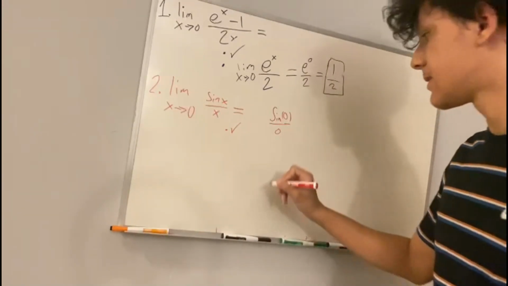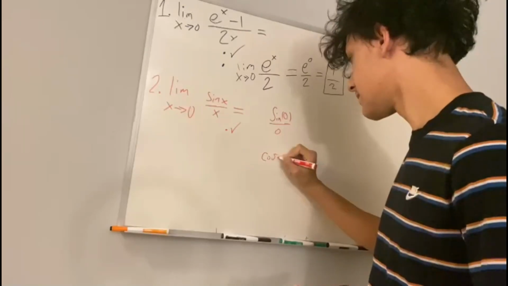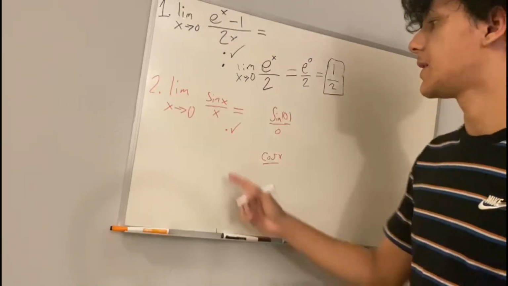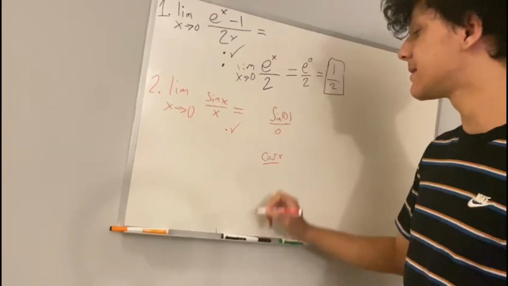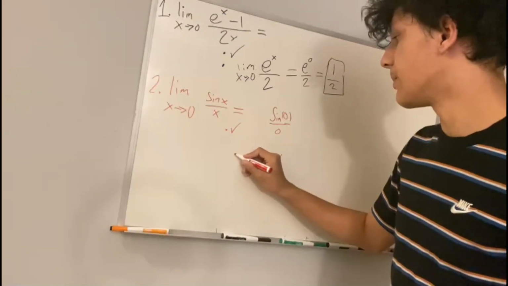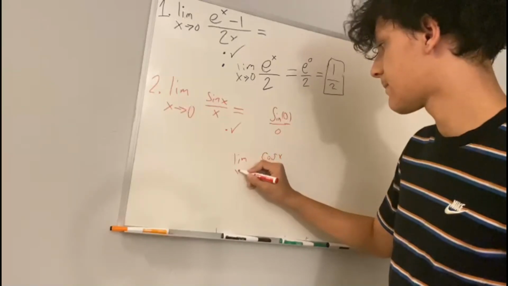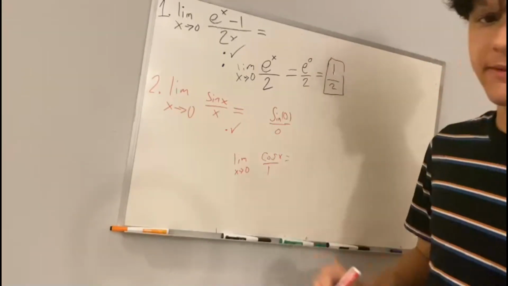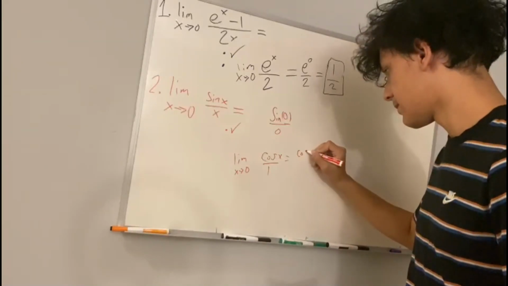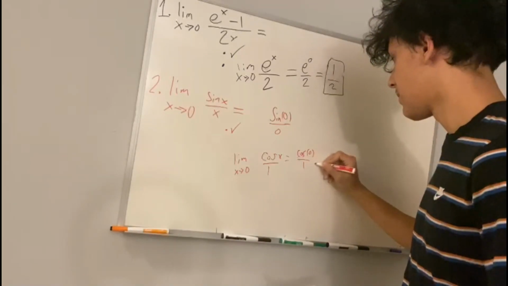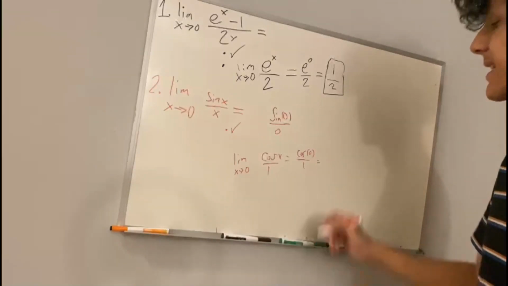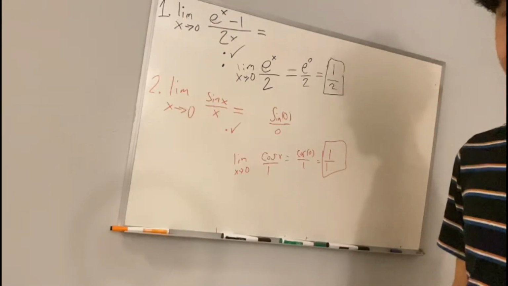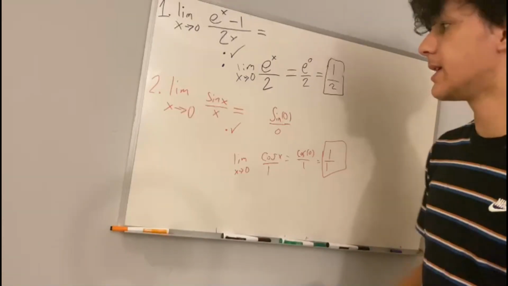Derivative of sine of x, we know that's cosine of x. That's our derivative of trigonometric functions. Over derivative of x with respect to x, which is just 1. So we plug that limit again and we're going to get cosine of 0 over 1. And cosine of 0, unit circle, you know that is 1. So that's 1 over 1, and our answer is 1, using L'Hopital's rule, right?